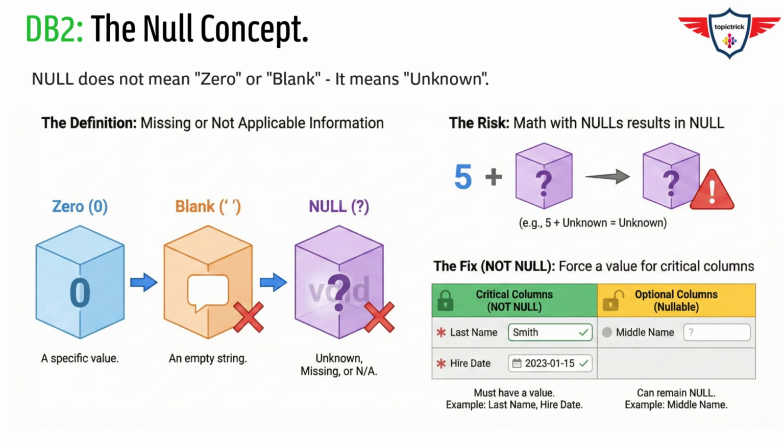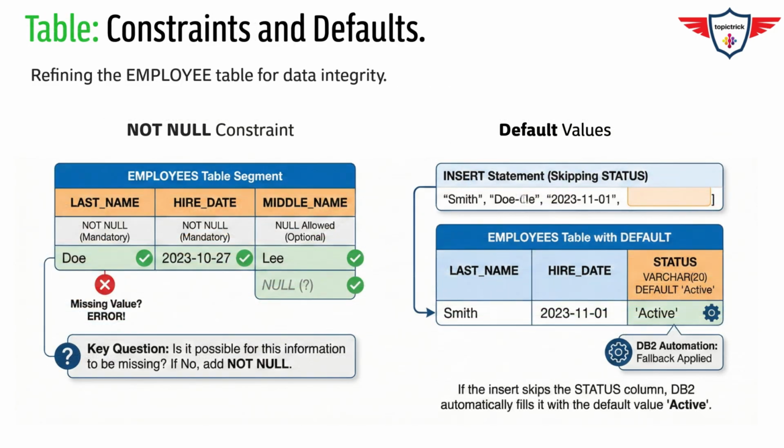However, nulls can cause headaches. If you try to add a number to a null, the result is null. 5 plus unknown equals unknown. Because of this, we often want to prevent nulls in critical columns. This is where the not null constraint comes in. In our employee table, last_name should definitely be not null because everyone has a last name. The hire_date should be not null, but middle_name, that should allow nulls. When you design a table, you must ask yourself for every single column, is it possible for this information to be missing? If the answer is no, add not null.